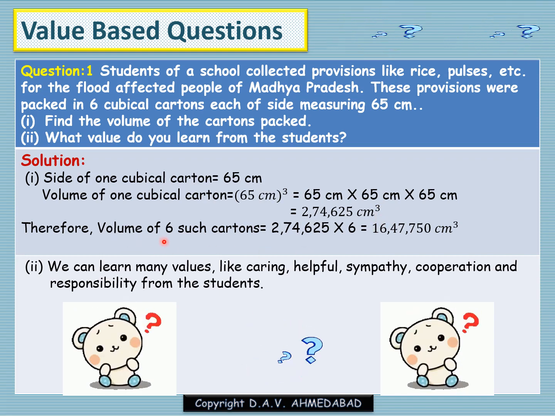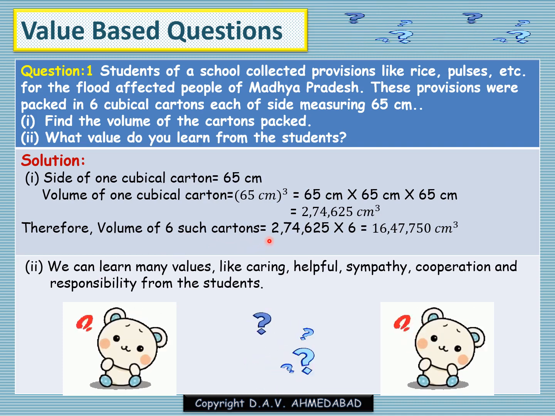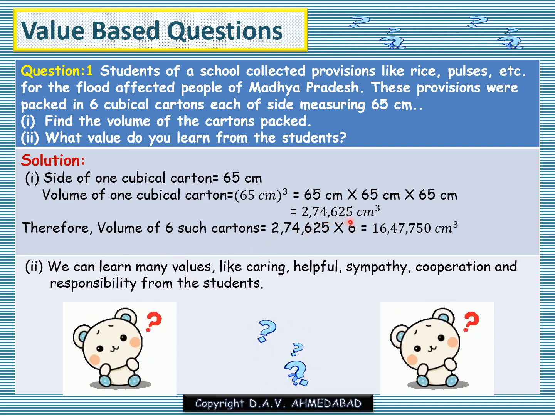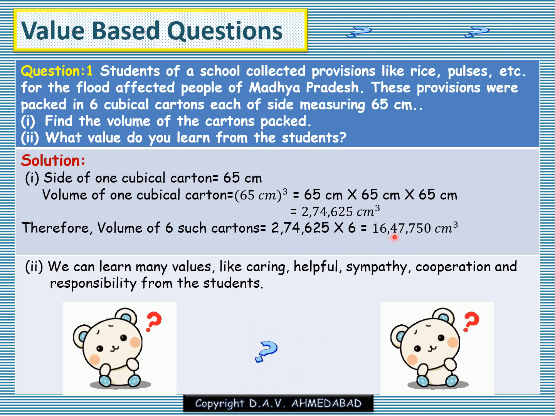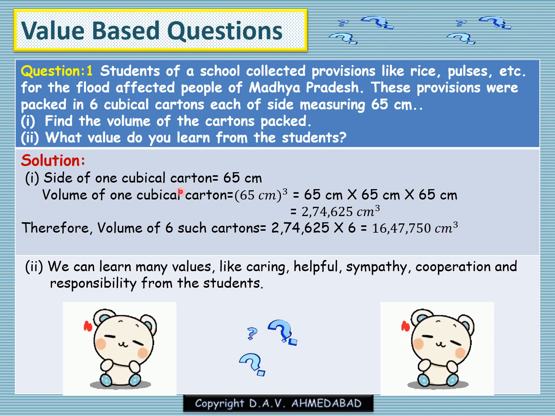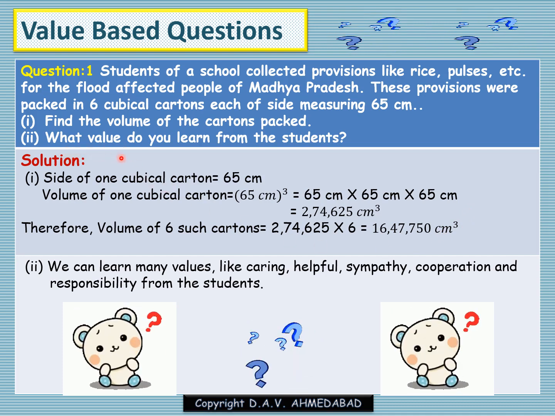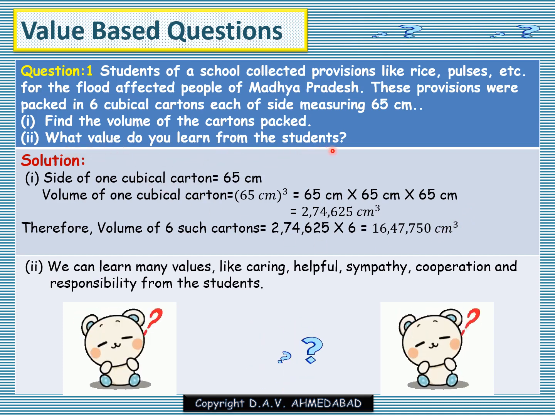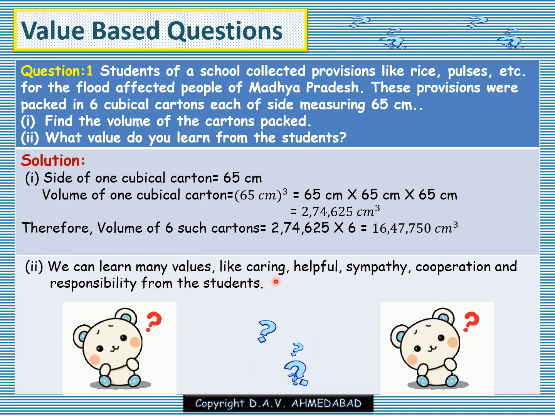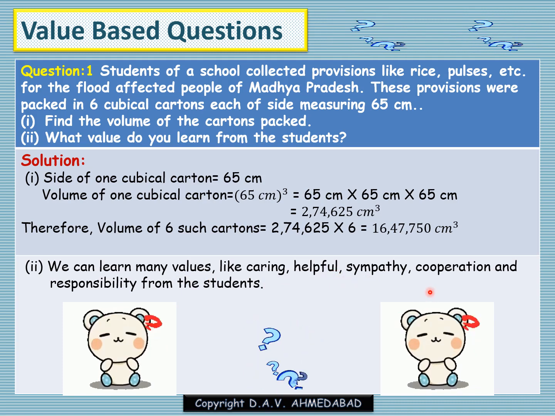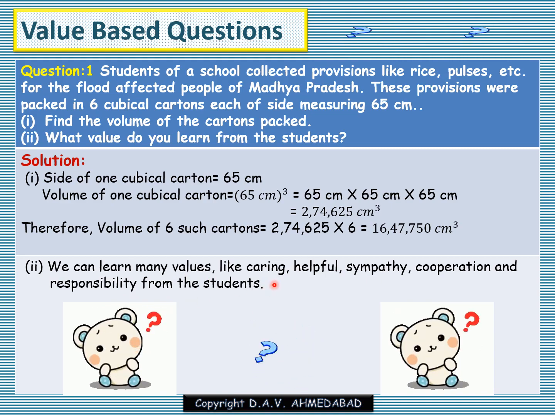So therefore, volume of 6 cartons equals 2,74,625 multiplied by 6. Then you will get 16,47,750 centimeter cube. Now second question was, what value do you learn from the students? Children, we can learn many values like caring, helpfulness, sympathy, cooperation, and responsibility from the students.